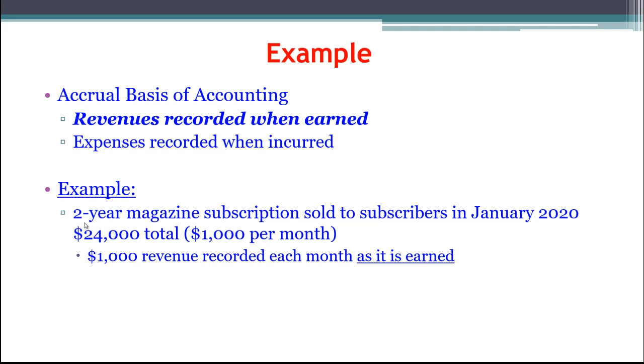So let's take that 2-year magazine subscription we sold to subscribers in January of 2020. It was $1,000 per month. And again, this is multiple subscribers. But in this case, the $1,000 per month revenue is going to be recorded each month as it is earned. So it's not all at once. It's over time.